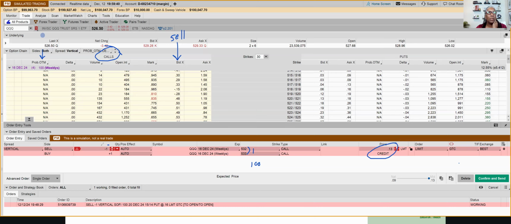Okay, we've got the sale leg of 532, the buy contract of 533. Where does price need to expire in order for this to be a totally successful trade? This is a call credit spread we're talking about, call credit spread. And we've got 532, 533.